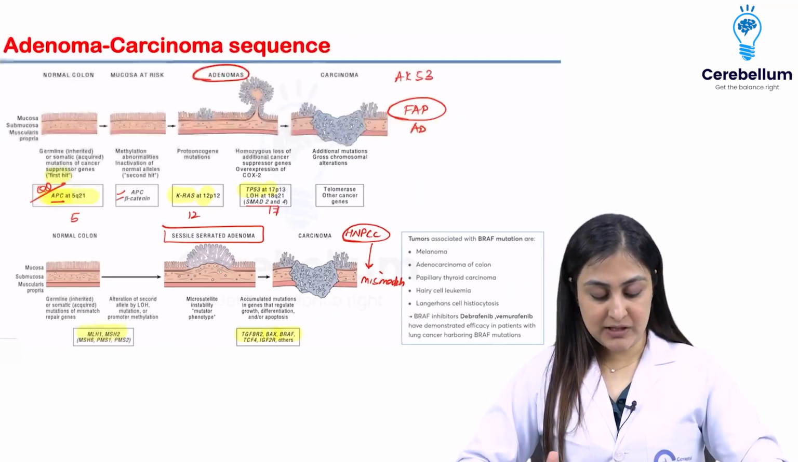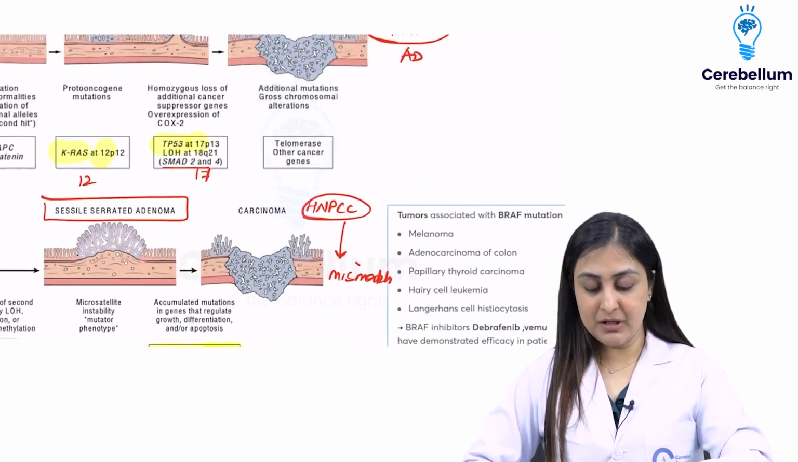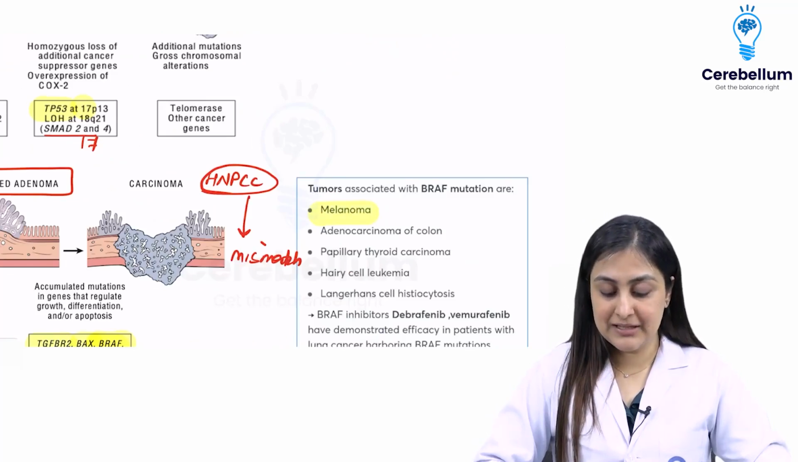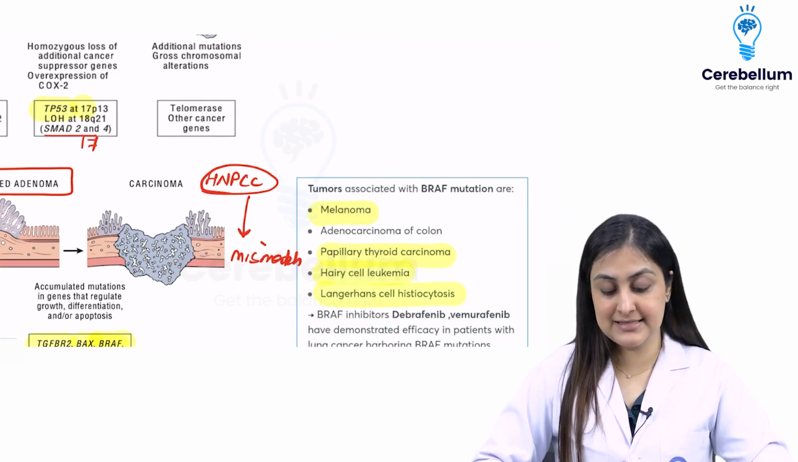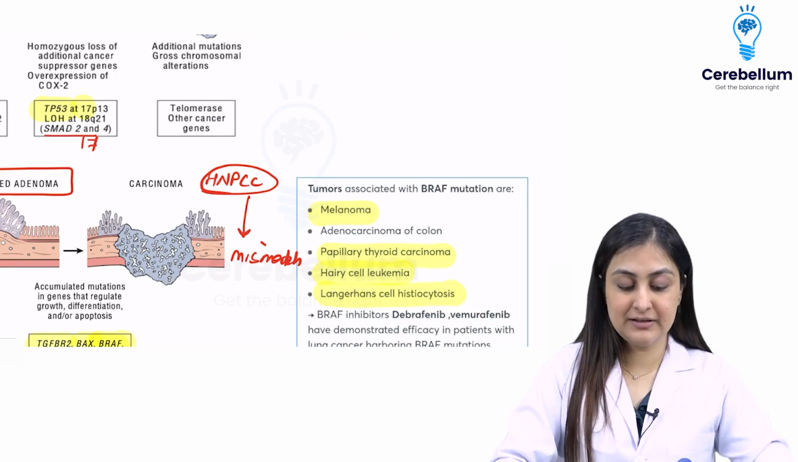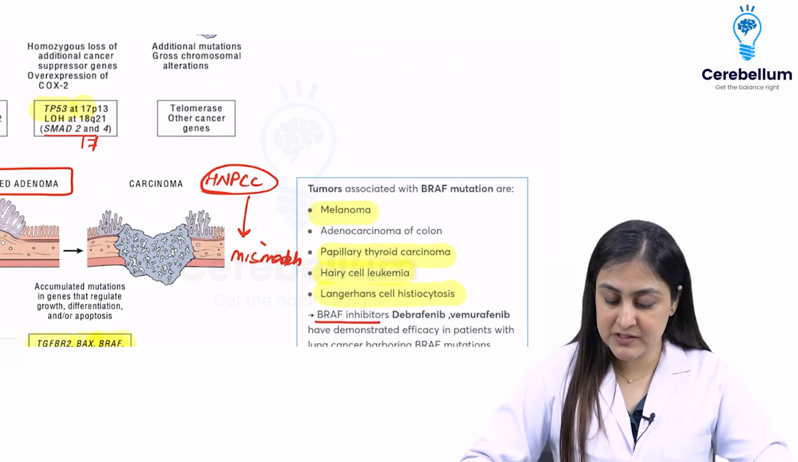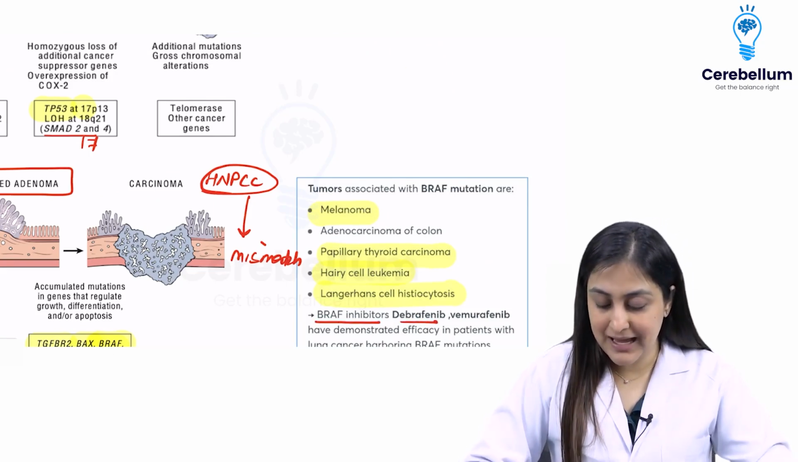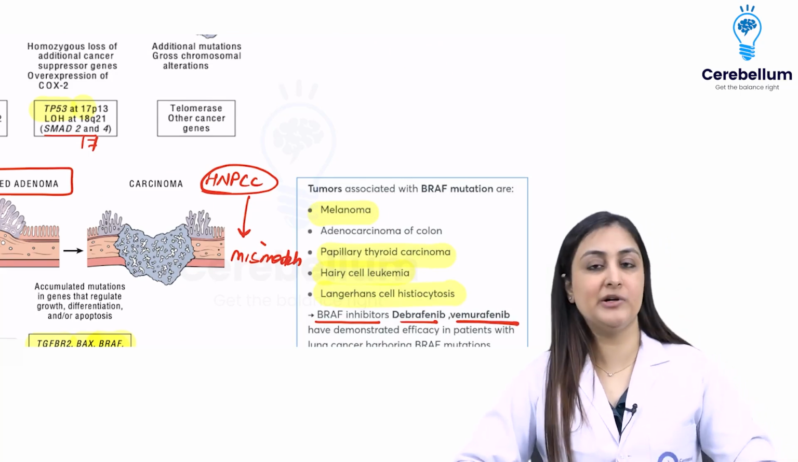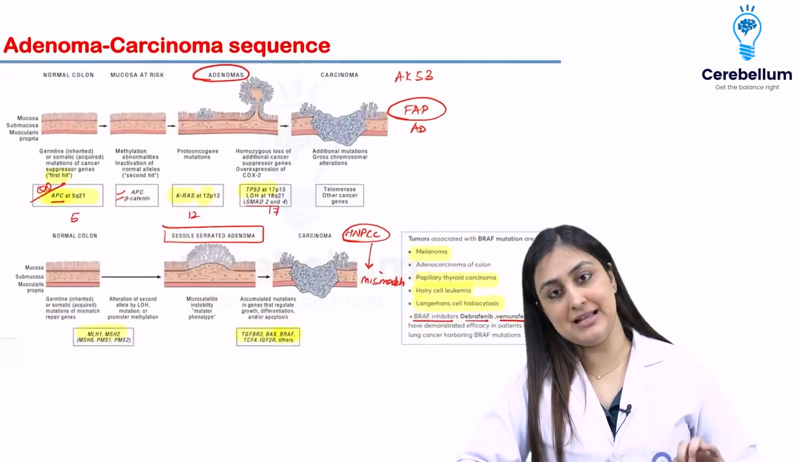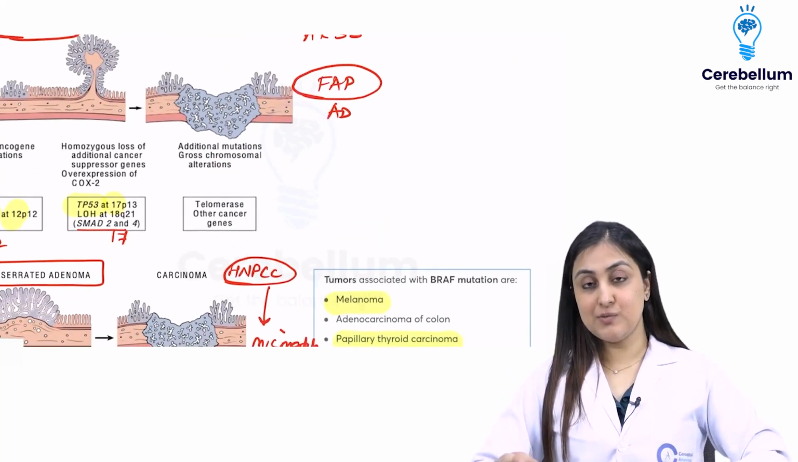Then just as we're talking about BRAF, here you want to remember other tumors also with BRAF. So melanoma, colon we've already seen, papillary CA thyroid, hairy cell and LCH. And all of these, we now have direct BRAF inhibitors which are dabrafenib and vemurafenib. So just remember this for extra H for INICET. So this is the adenoma carcinoma sequence.